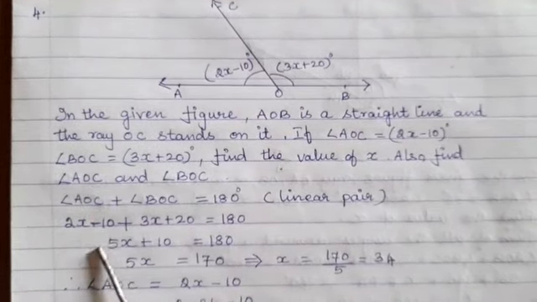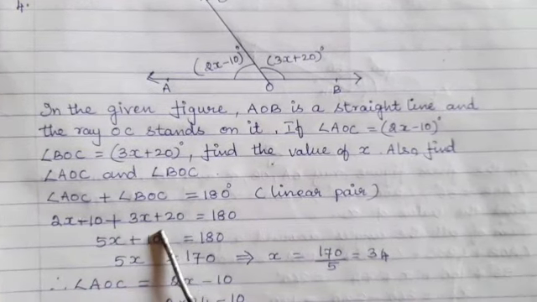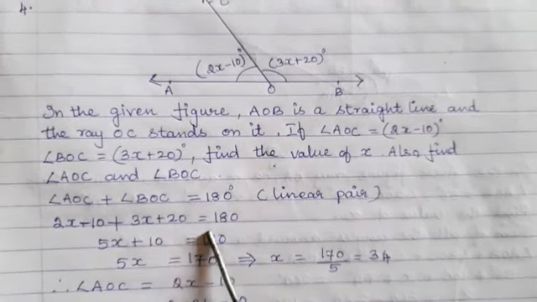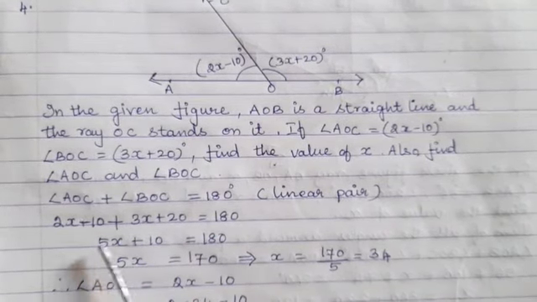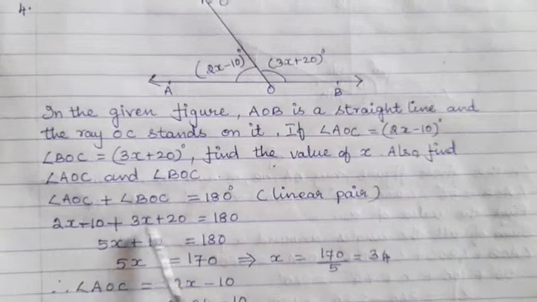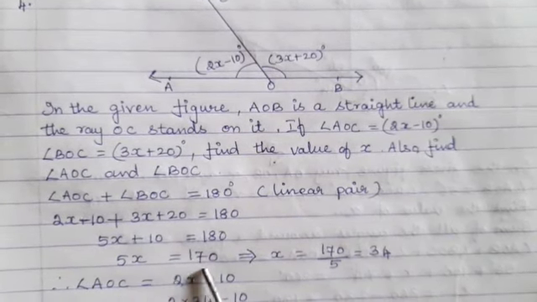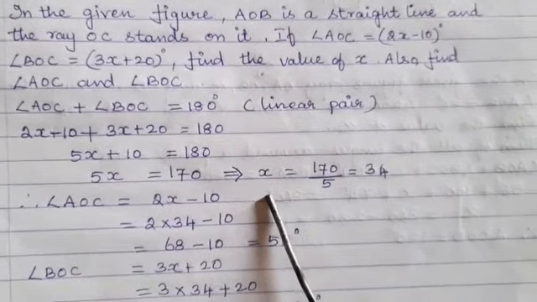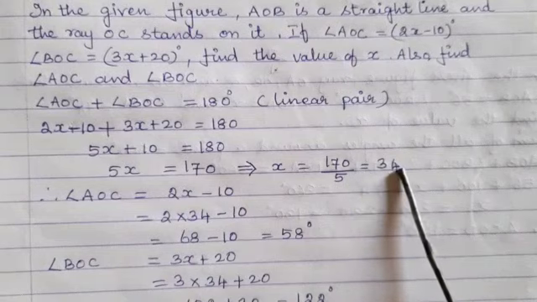So angle AOC is given as 2x minus 10 and angle BOC is given as 3x plus 20, which is equal to 180 degrees. Now we will add the variable terms, that is 5x minus 10 plus 20, that is plus 10, which is equal to 180 degrees. Then 5x equals 170 degrees. So therefore x is equal to 34 degrees. The value of x is 34 degrees.